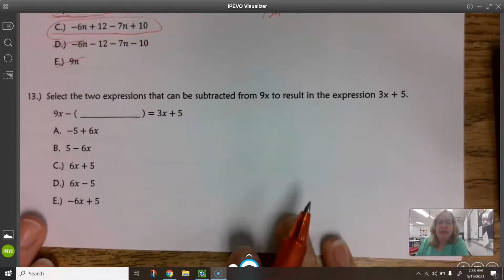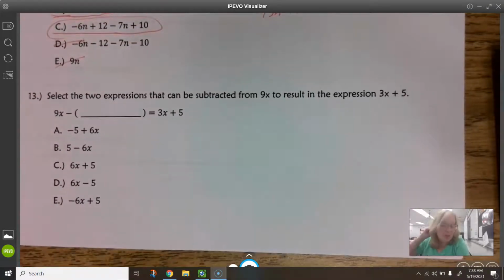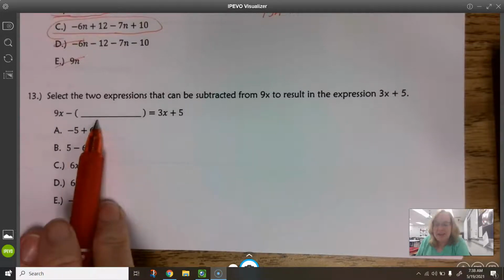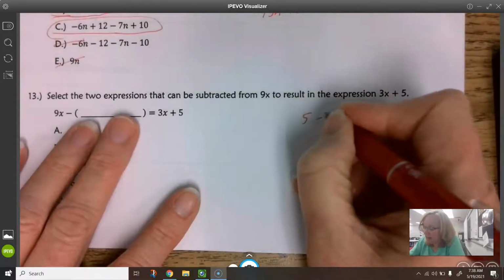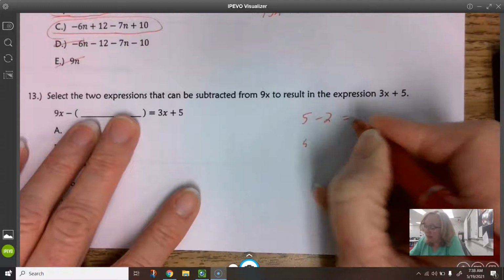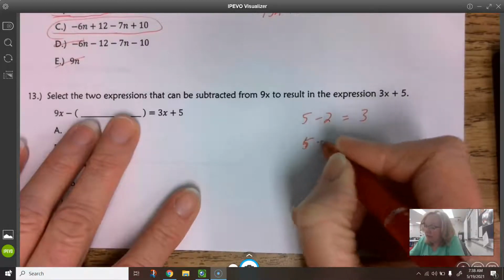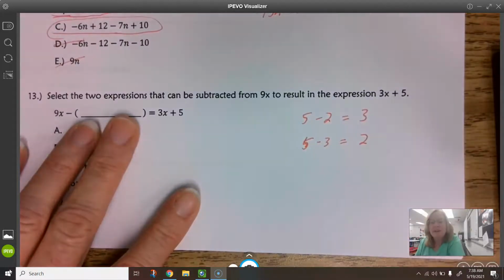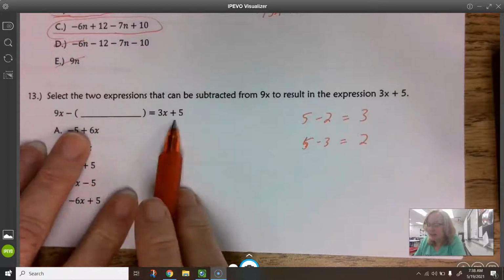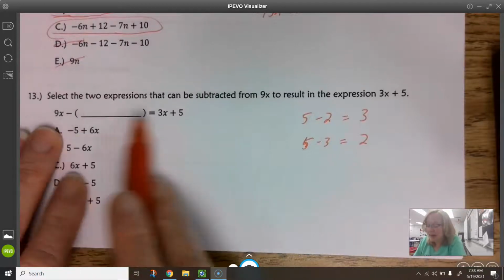Okay, number 13. I think this one's tricky, so I do it a different way. I don't look at it like they look at it. So remember, if I take 5 minus 2, isn't that the same as, and I get 3? So couldn't I also take 5 minus 3 and get 2? Yes. So when they say subtract this to get that, I just take the 9x and I subtract this.